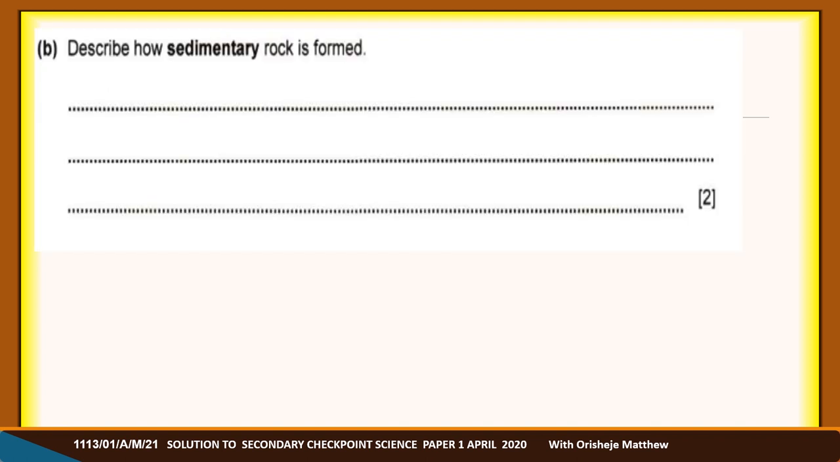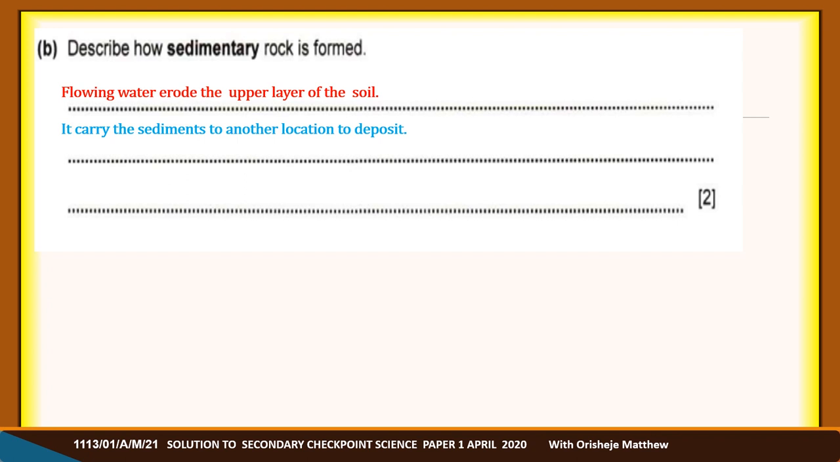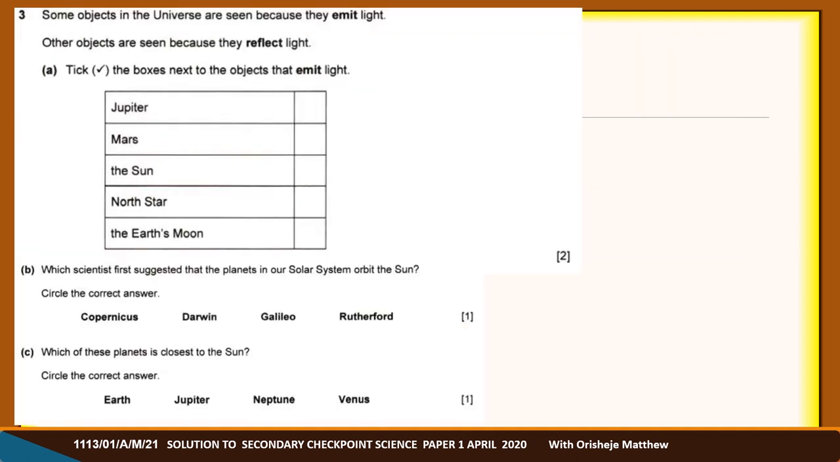Describe how sedimentary rock is formed. Flowing water erodes the upper layer of the soil. It carries the sediment to another location to deposit. The sediment are deposited in layers and cemented together to form sedimentary rock over a long period of time.